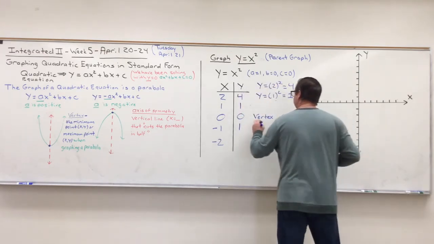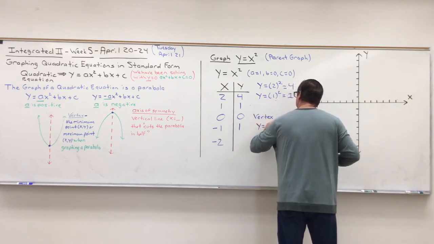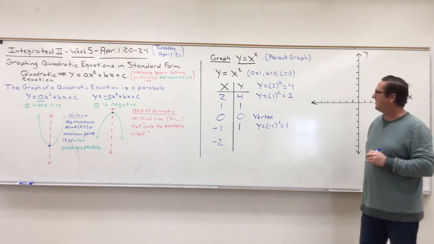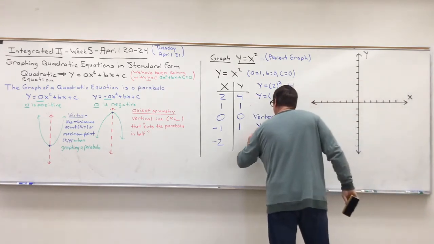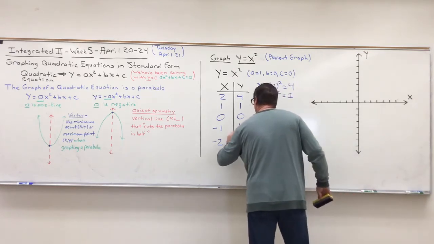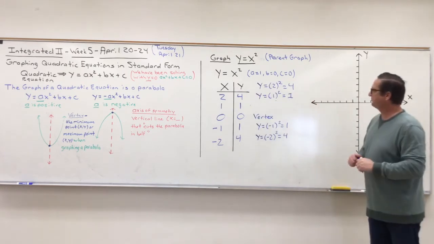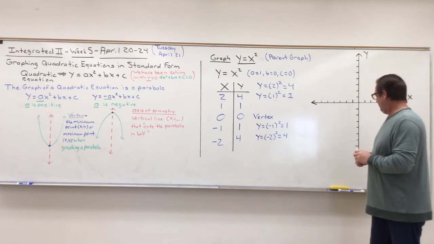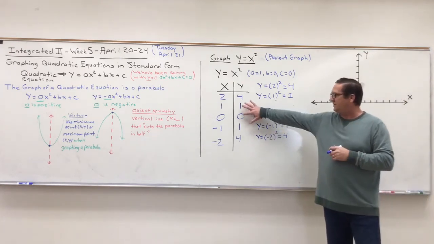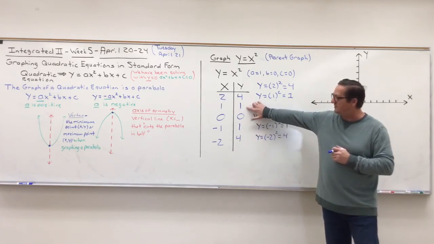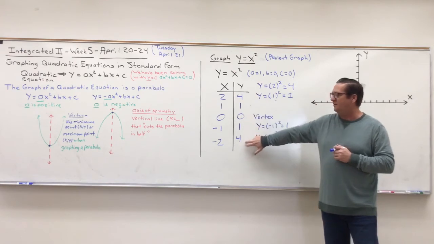I think I'll do it that way, just so it's on this side. I should have moved those down a little bit. And then y equals -2 squared, which is 4. So these are the points that we're going to put on our parabola. And I hope you're noticing that this value and this value are the same, and this value and this value are the same. And we're going to talk about that here in just a second.